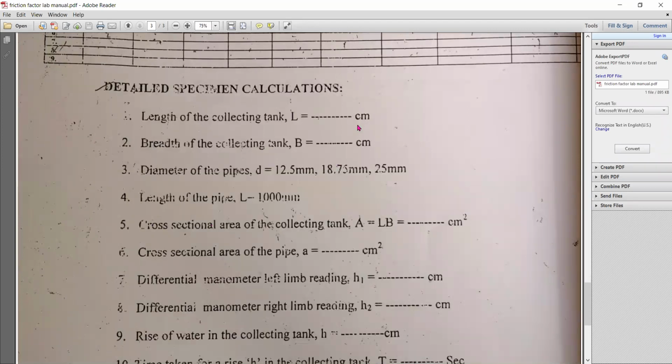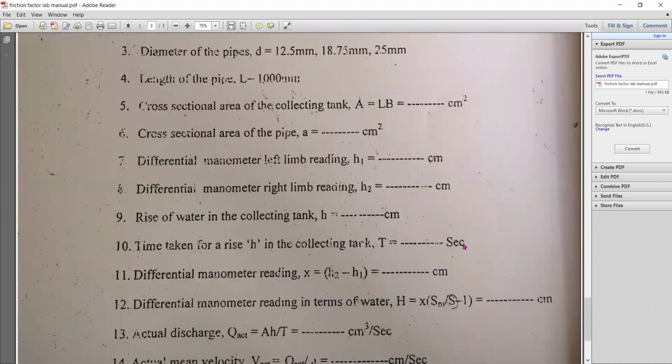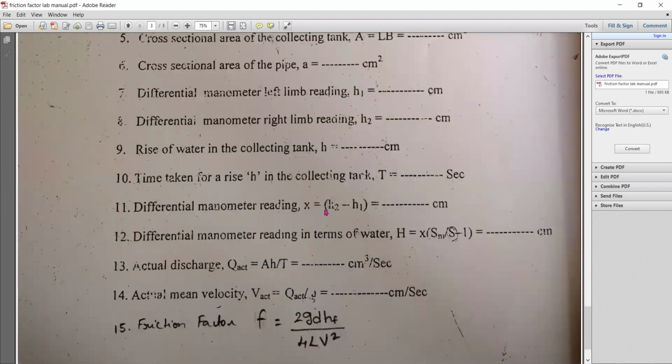Next, all these things you know already. Length 25, breadth 25, diameter of the pipes, length of the pipe 100 centimeter, area 625 centimeter square. Cross-sectional area A is equal to pi by 4 D square. This will change for the first reading and second reading. Next H1, H2, you know. Rise of water in the collecting tank, H, is 10 centimeters always. The time taken will change every time for the 10 centimeters rise. Next, manometric reading in terms of X is H2 minus H1 or H1 minus H2, just a difference. Either is possible, but it should be positive only. Differential manometer reading in terms of water is X equal to X into SM by SW minus 1.